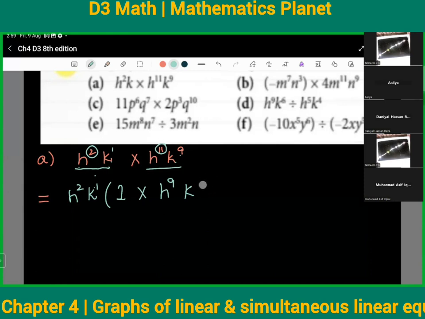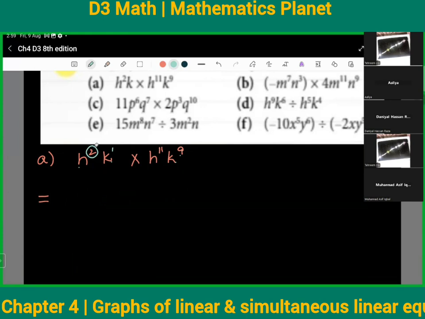Or you can directly multiply it too. If you directly multiply it, then what will you get? Multiply h squared with h to the 11. H13, K10. This is also the simplest way. Okay, yes, B part.